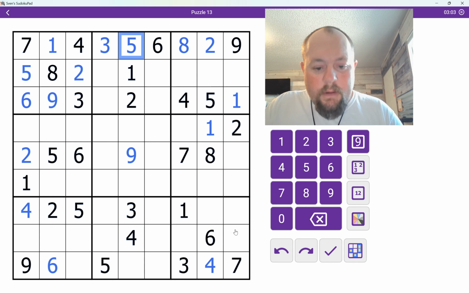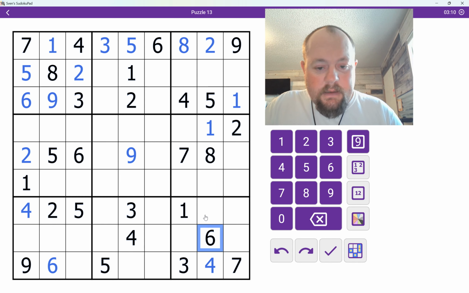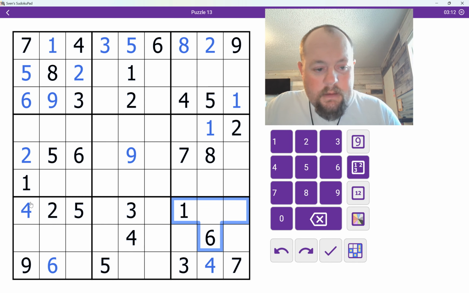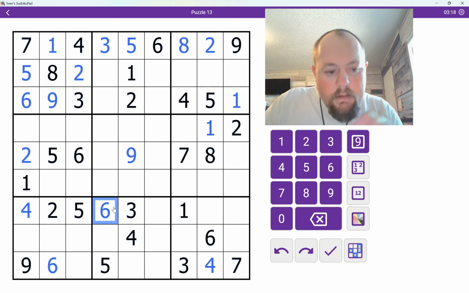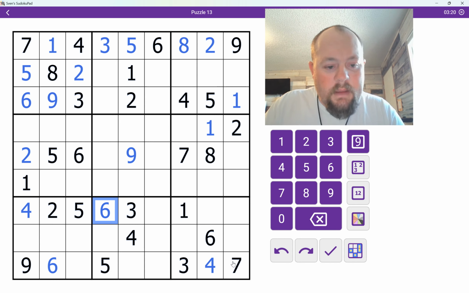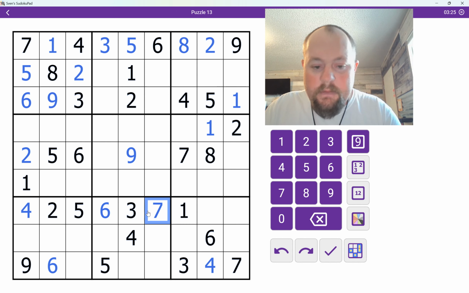Okay. Now I'm looking at this row here. This row sees, I see this 6. It can't go here, and it can't go here, and this 6 looks down here. So there's only one place for 6. Same thing for the 7. This 7, where does it go in row 7? It has to go there.